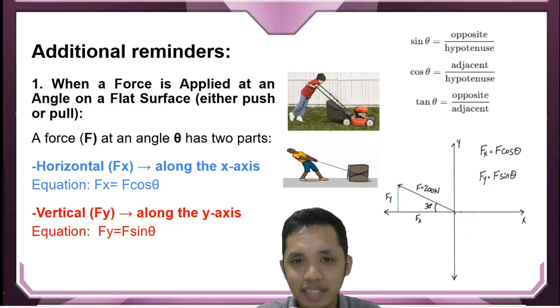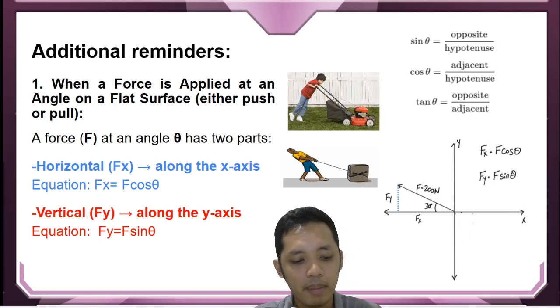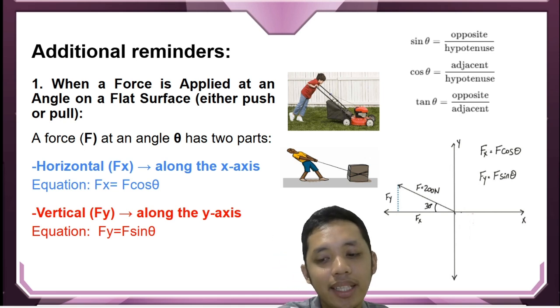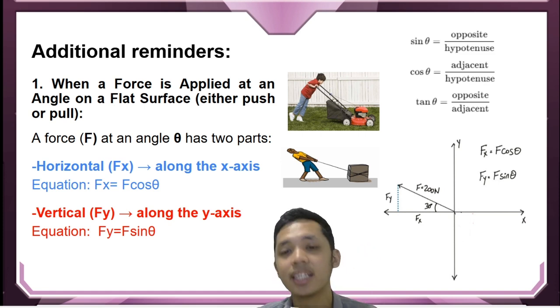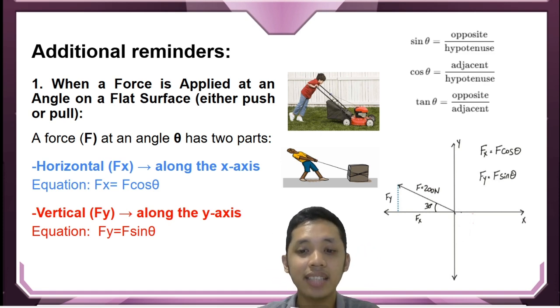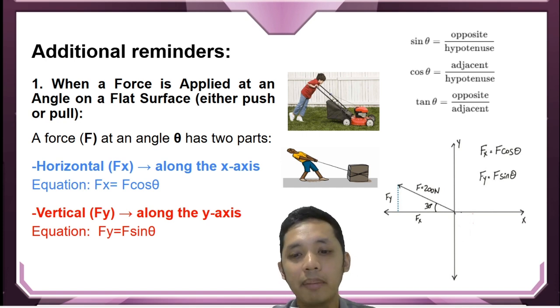Good day, grade 7. So this is Sir Ian, and in this video we will be giving additional reminders regarding free body diagram. And one of these reminders is all about forces applied at an angle. Example scenarios of this can be seen in these pictures. For example, this child is pushing this object at an angle. On the other hand, this guy is pulling this box at a specific angle.